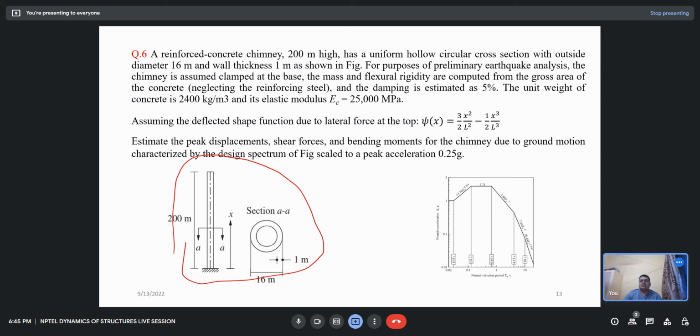Now, assuming the deflected shape function due to the lateral force at the top, the shape function is given to you as 3 by 2 x square by L square minus 1 by 2 x cube over L cube.